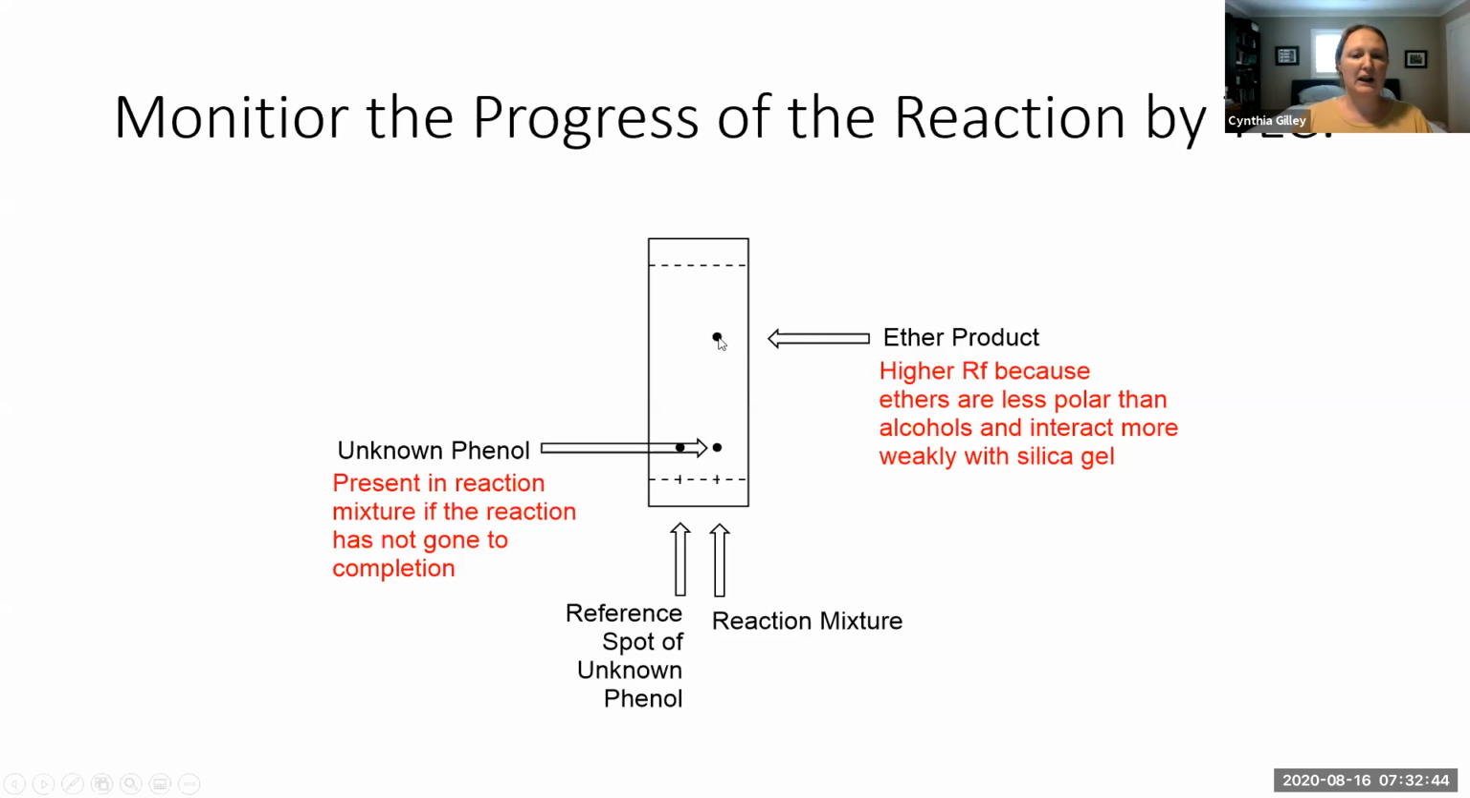Notice how the ether product moves up higher on the TLC plate. That's because ethers are not as polar as alcohols or phenols. Remember that the OH group can participate in hydrogen bonding, so it's going to form a stronger interaction with the polar silica gel on the backing of the TLC plate than an ether would. So they form a stronger attraction, and the alcohol or phenol doesn't move as far as an ether, which forms a weaker interaction with the silica gel.